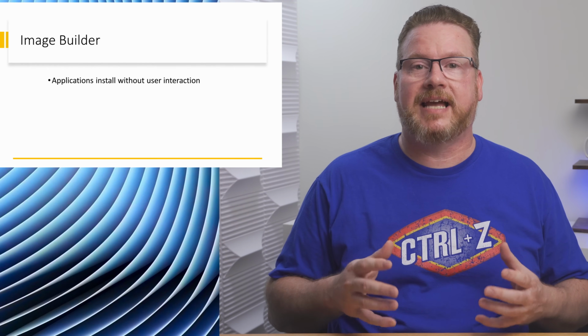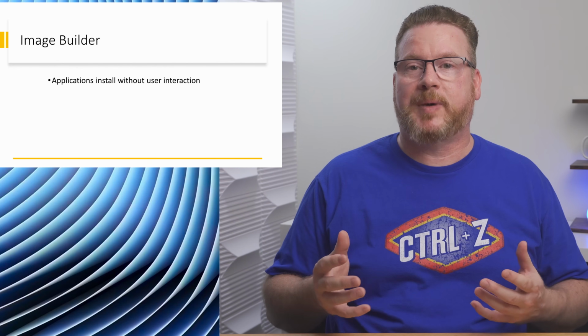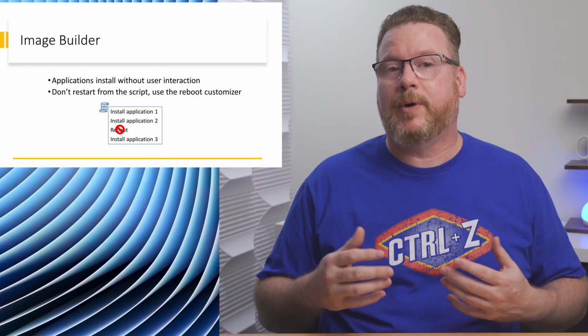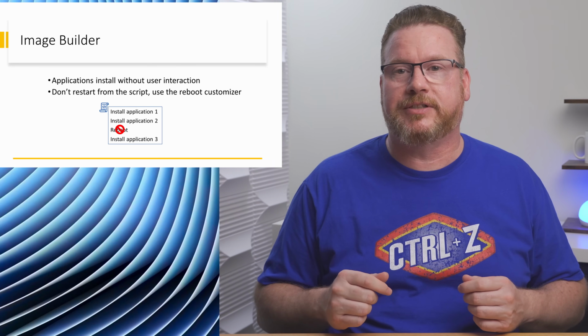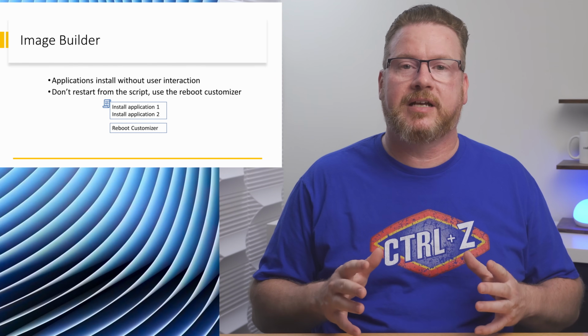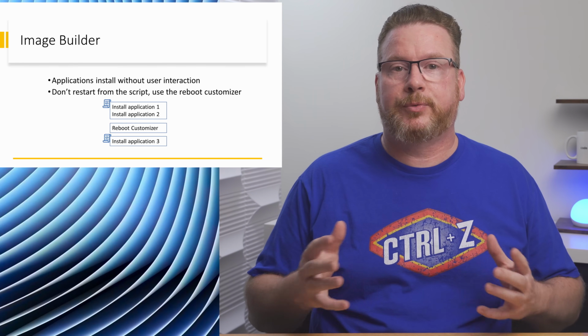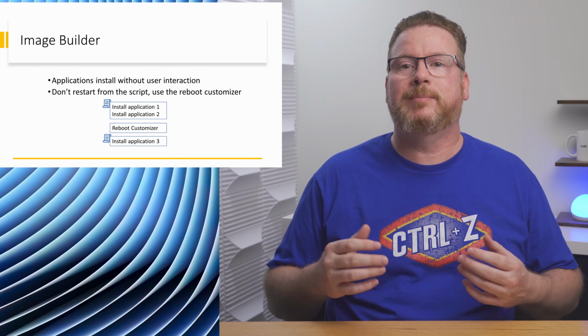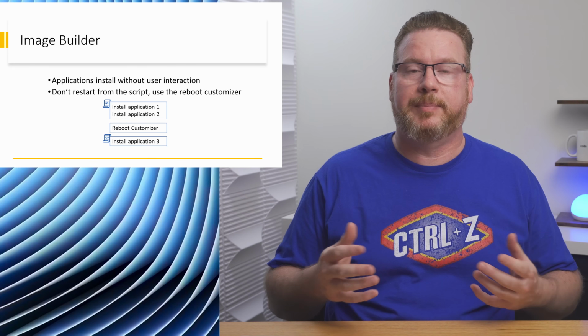A few things to keep in mind. The application has to have a silent install option. We can't respond to prompts when the Image Builder creates the image. Also, if the application requires a reboot, don't restart the PowerShell script. Split the commands into multiple scripts and use the restart customizer to reboot. After the reboot customizer, call the second script to continue the installation. If you restart from within PowerShell, Image Builder will think there's a problem and the build will fail.